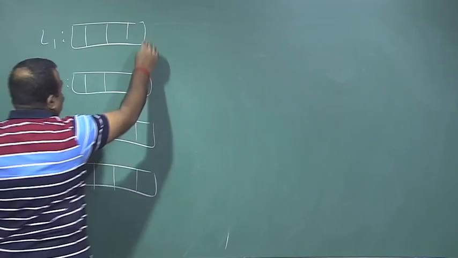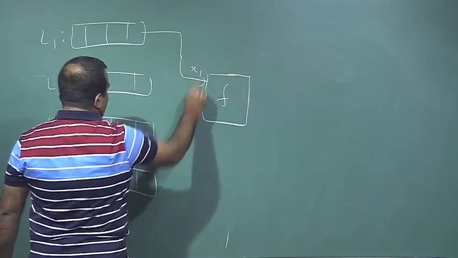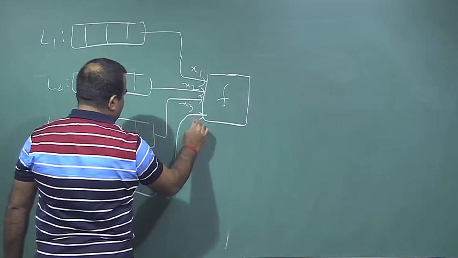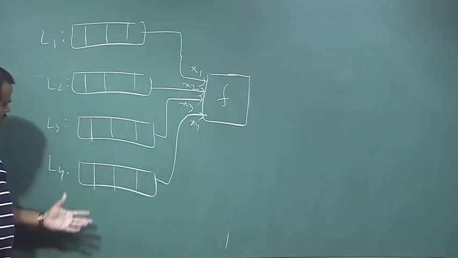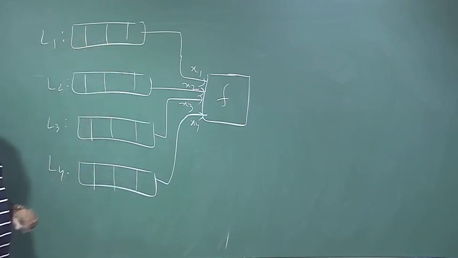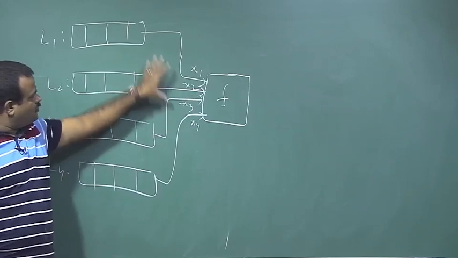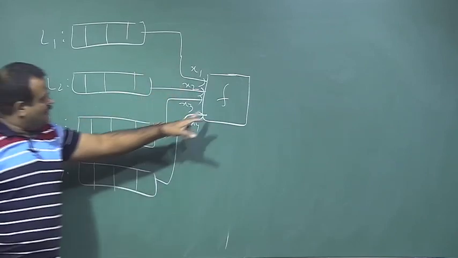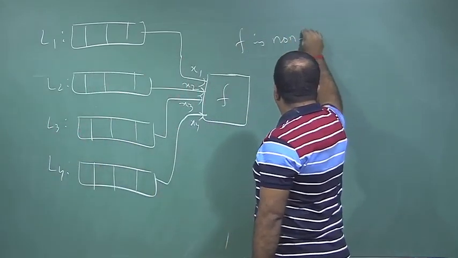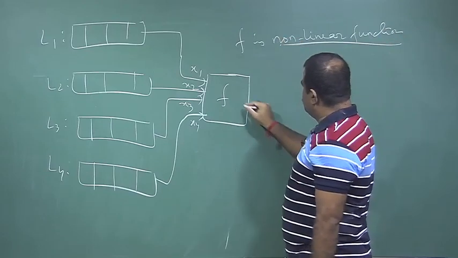We take the outputs of these LFSRs and apply a function which is a nonlinear function. Say this output is x 1, this output x 2, this output x 3 and this output x 4. Instead of 4, it could be 5, 6, n. In general, this is n LFSRs of L bit. Each is giving an output key stream. Each output of these LFSRs is linear, but here f we use as a nonlinear function. So, f is a nonlinear function.